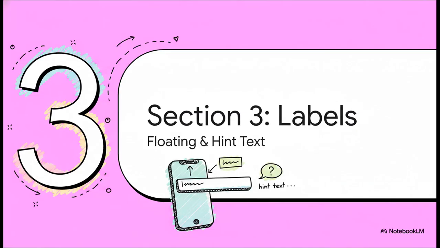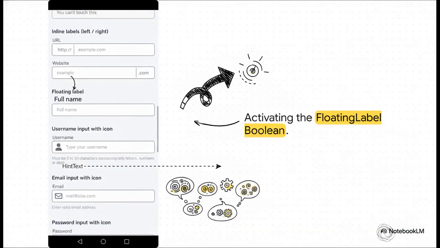Section 3. Floating labels and hint text. When you toggle the floating label property to true, the main label dynamically floats up from the placeholder position to rest right on the top border. Meanwhile, the hint text property cleanly provides helper text right below the input line. It's a highly sophisticated animation that keeps your interface compact while constantly maintaining context, so the user never forgets what field they are currently filling out.